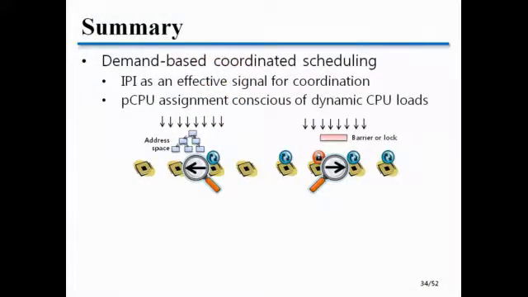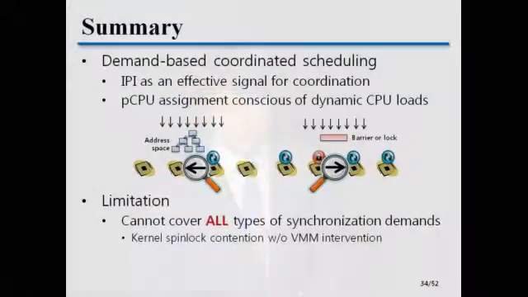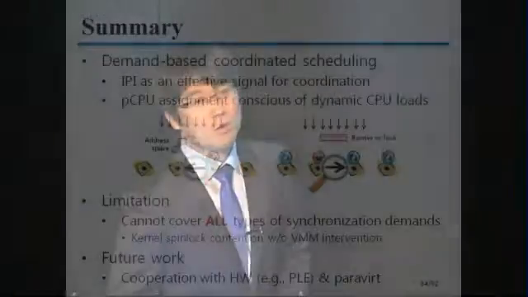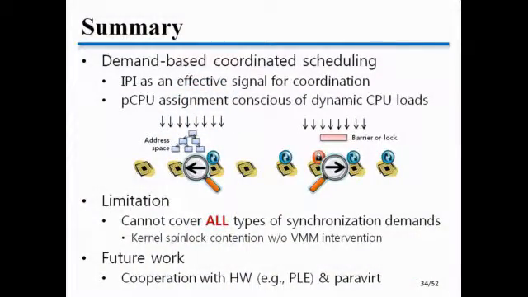So in summary, we found that the IPI is a very effective signal for coordinated scheduling based on several useful findings. And also, the physical CPUs should be carefully assigned considering dynamic CPU load. However, scheduling alone is not a silver bullet because it cannot cover all types of synchronization demands, such as kernel spin lock contention that does not involve VMM intervention. So in the future, we plan to make our scheduling scheme cooperate with other mechanisms like hardware-assisted contention management and power virtualization.